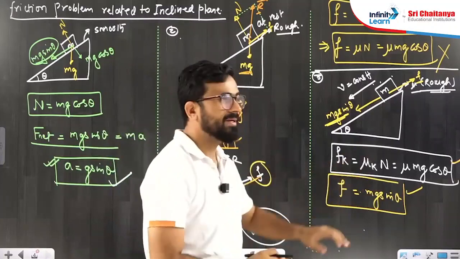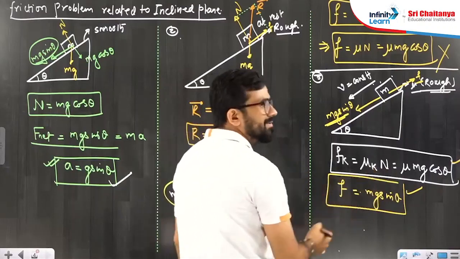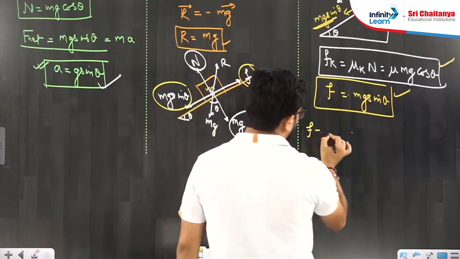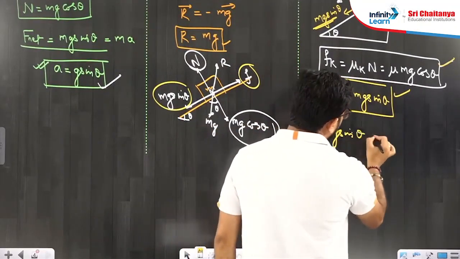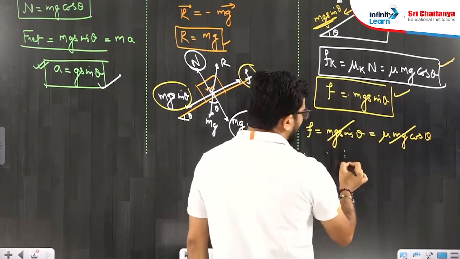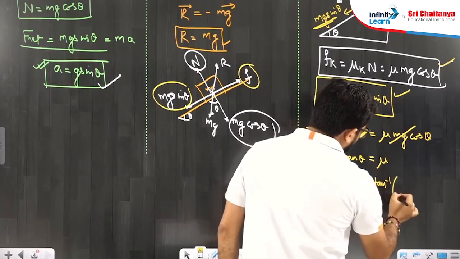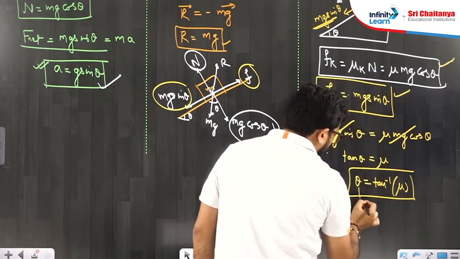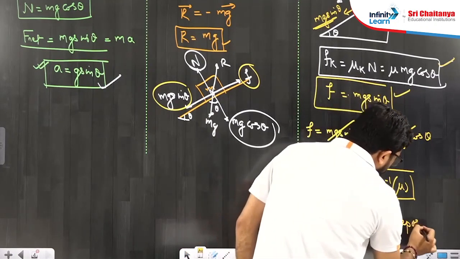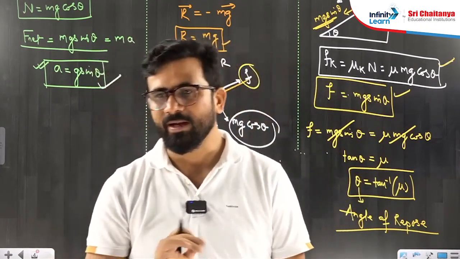Now try to understand this concept, and from that I am taking out one more concept you will learn. That means both frictions are equal. That means friction is equal to mg sin theta is equal to mu mg cos theta. Mg can be removed. That means tan theta is equal to mu, or theta equal to tan inverse mu, and we call this the angle of repose. Angle of repose. Understood? Please reply everyone.